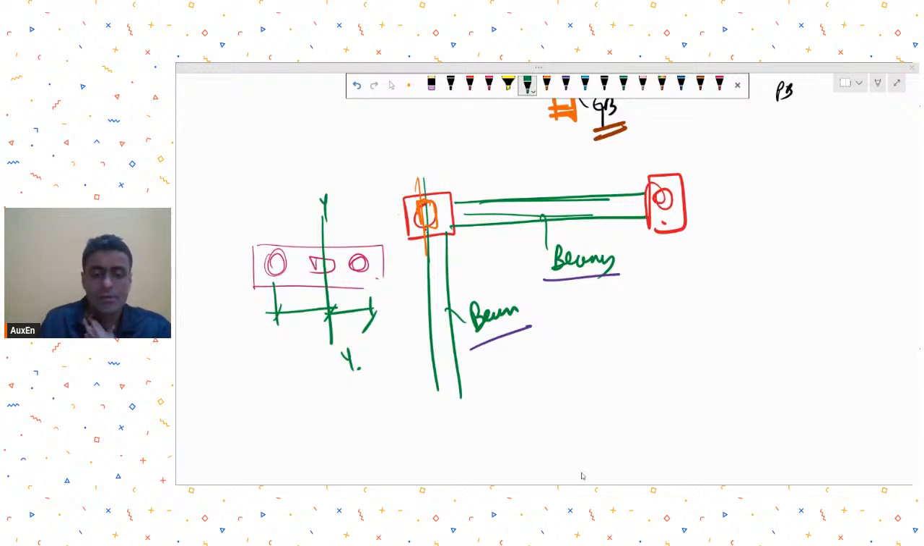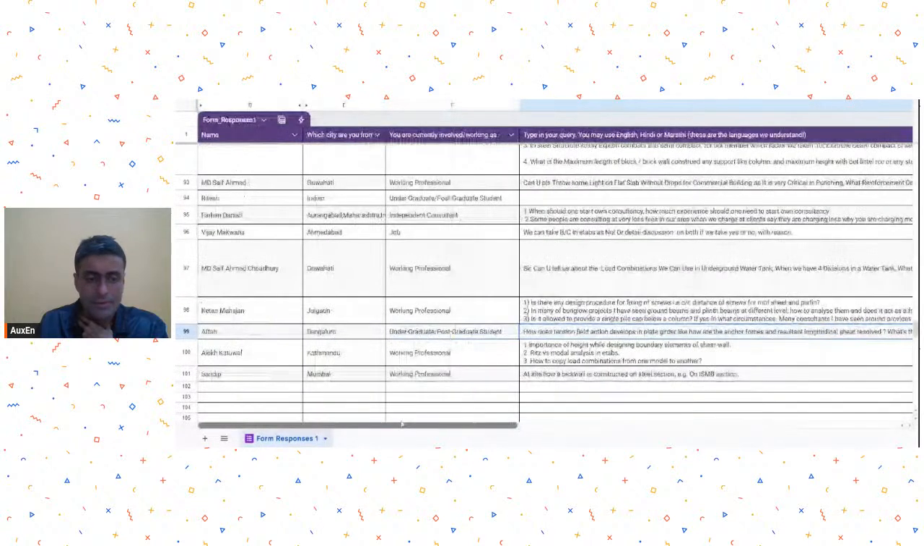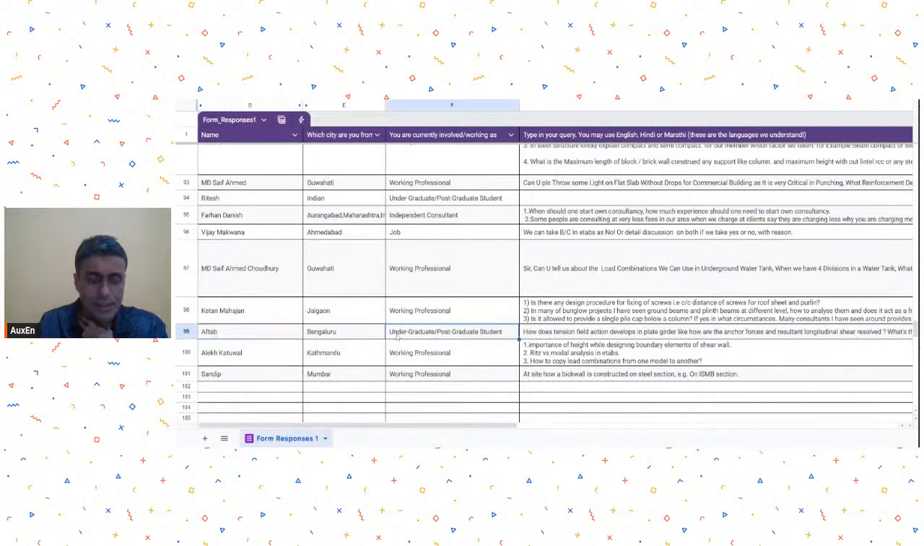Good. So those were the questions by Mr. Ketan Mahajan. Now we go quickly to the next question, asked by Mr. Aftab, who is from Bengaluru and is an undergraduate or postgraduate student. How does tension field action develop in a plate girder?